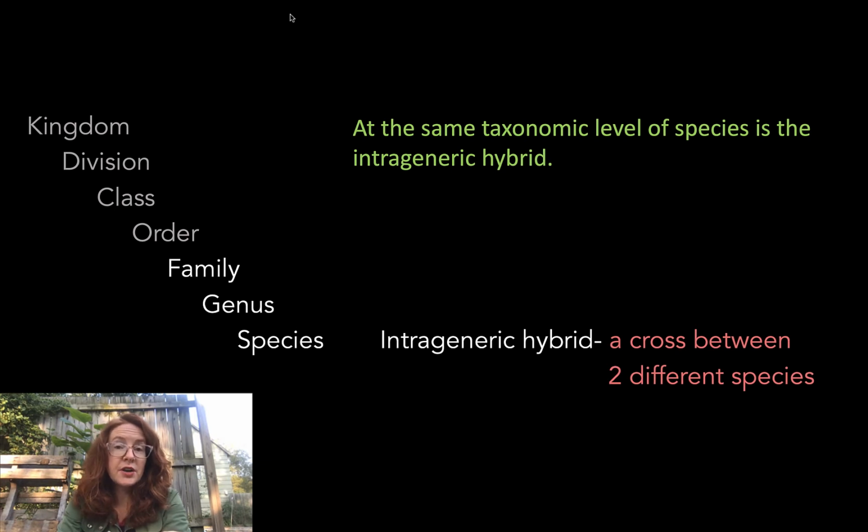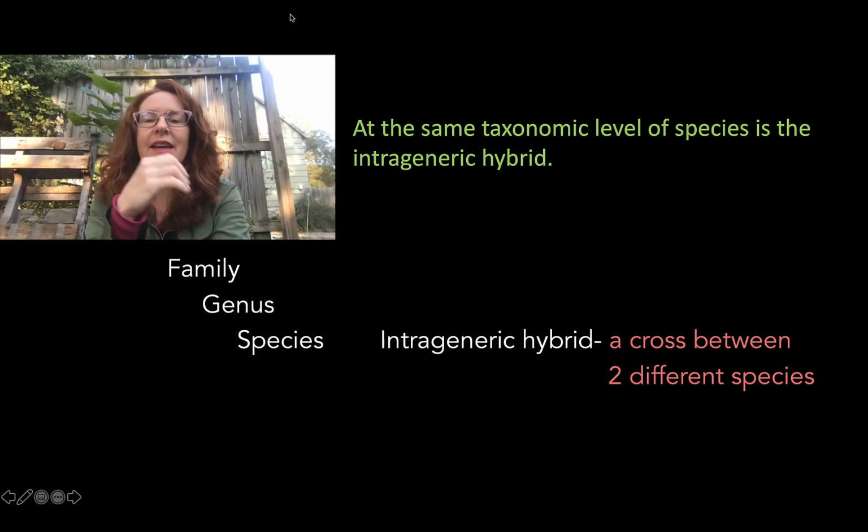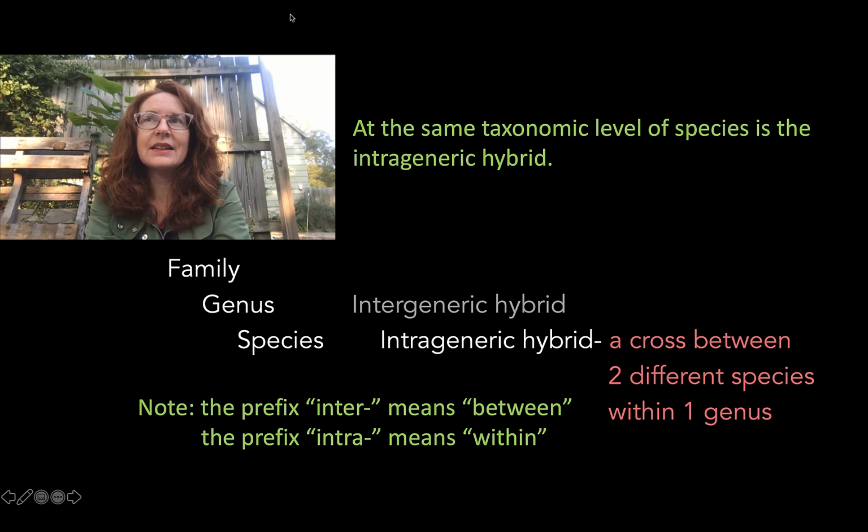So there's another kind of hybrid that we also need to think about, and that is the intrageneric hybrid. So intrageneric hybrids are at the same level as species, and they are when two plants within the same genus but different species reproduce, share pollen, receive pollen, and grow a plant from it. And these plants, they're a little bit more related. Obviously, they're in the same genus.